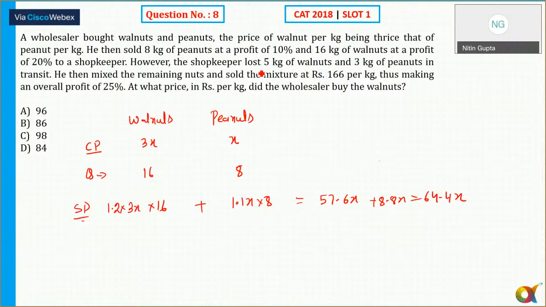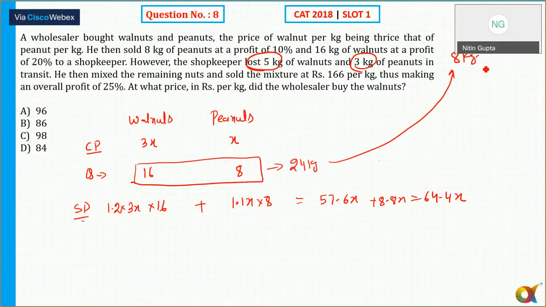However, the shopkeeper lost 5 kg of walnut and 3 kg of peanut. So he lost a total of 8 kg. Initial quantity combined is equal to 16 plus 8, a total of 24 kg. And out of 24 kg, 8 kg was lost. He then mixed the remaining nuts and sold the mixture. So it means he sold the remaining 24 minus 8 is equal to 16 kg. He sold the mixture at 166 per kg, thus making an overall profit of 25%. Okay. So at what price per kg did the wholesaler buy the walnut?